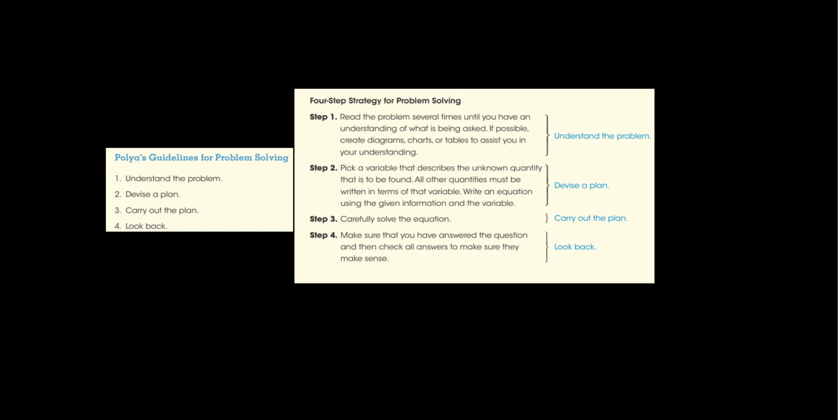So if we are making a mathematical statement, equation, and we're going to use H for hot dogs, the rest of the problem also probably needs to be in hot dogs, because if we're trying to solve a linear equation in one variable, that's the way to do it. If we have a linear equation and 2 or 3 variables, well, then you need 2 or 3 equations to solve that system of equations. Step 3, carefully solve. Step 4, make sure you have answered the question, then check all answers to make sure they make sense.